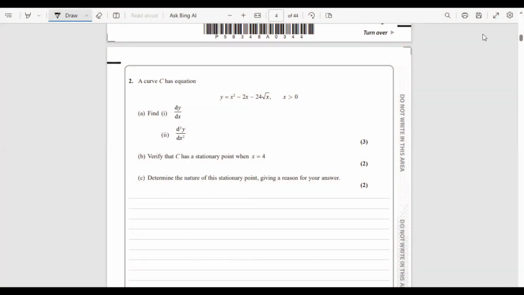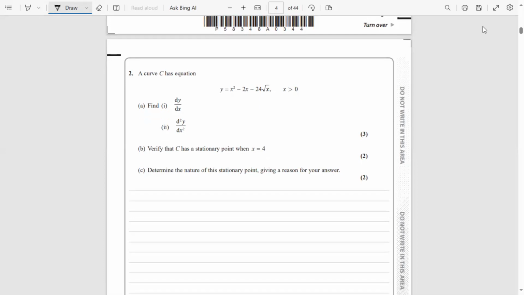So we have a curve C with this equation here, y equals x squared minus 2x minus 24 times root x. And we're told here that x is greater than 0. Just a little word about why that's got to be greater than 0: when we take a square root of a number, we've got to ensure that the number within the square root is greater than 0 for the purposes of A-level maths.